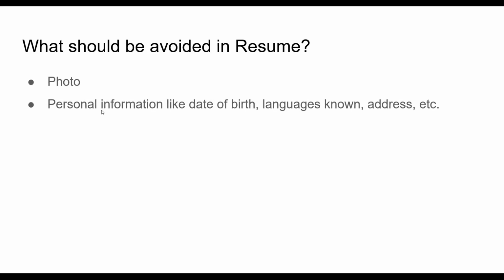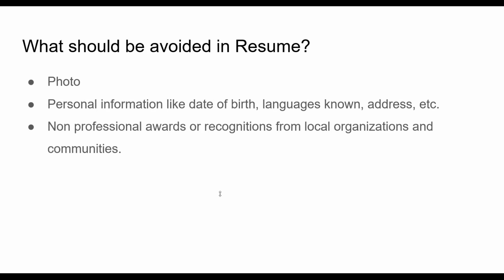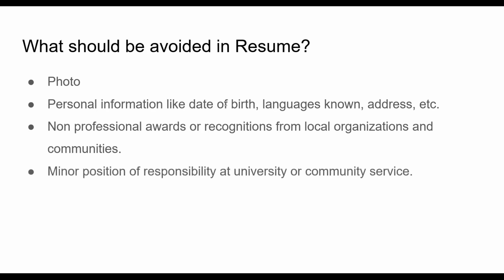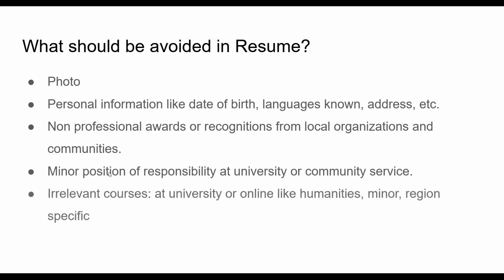Then you should not include personal information like date of birth and so on. You should not include any non-professional award or recognition from local organizations and communities. You should also avoid any minor position of responsibility at the university or community service, and also irrelevant courses at university or online, like humanities courses you did at university just to fulfill the credit requirement, or if you are applying for a major, all your minor courses are useless. They will not add any value, so you should not mention them.